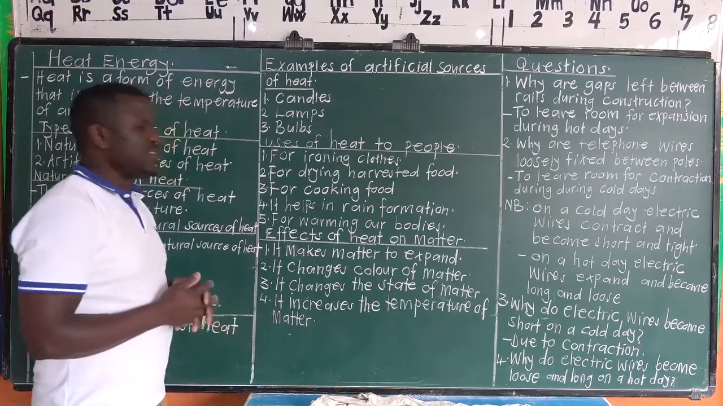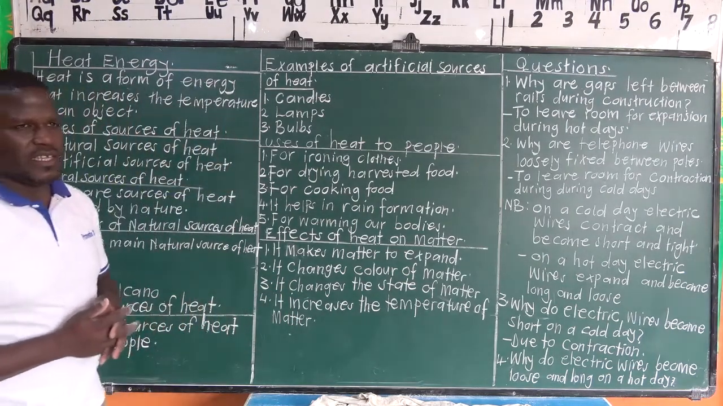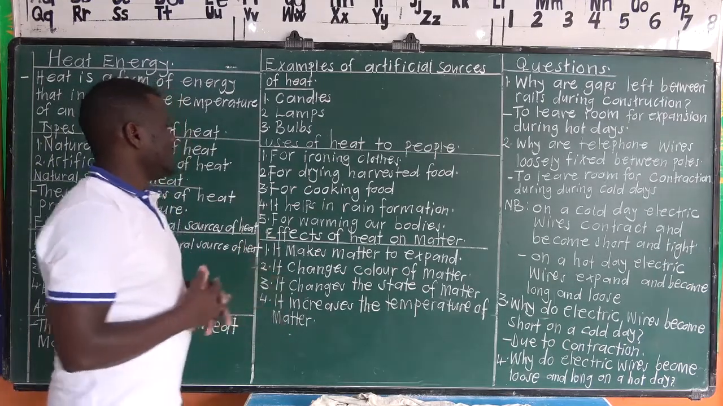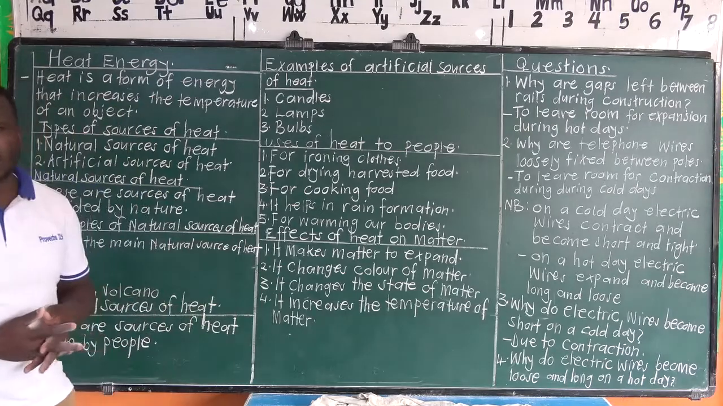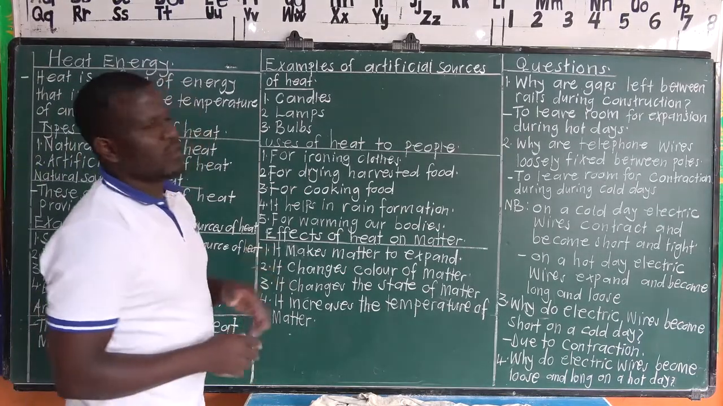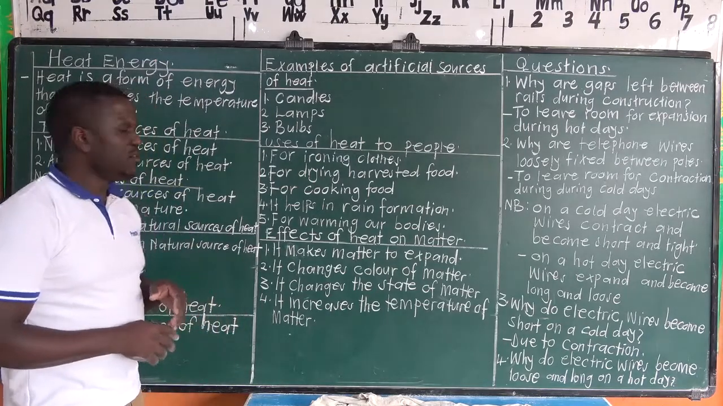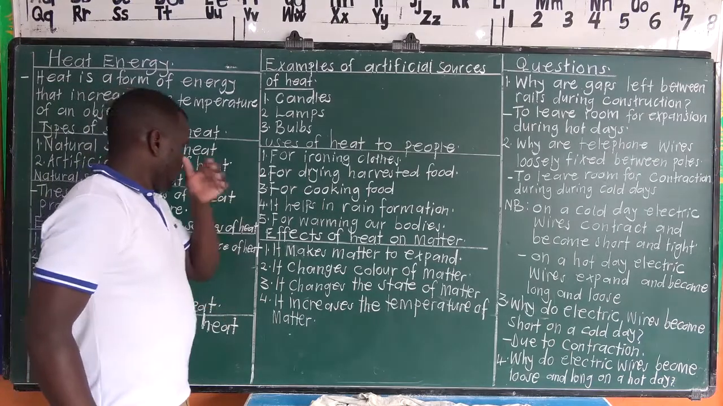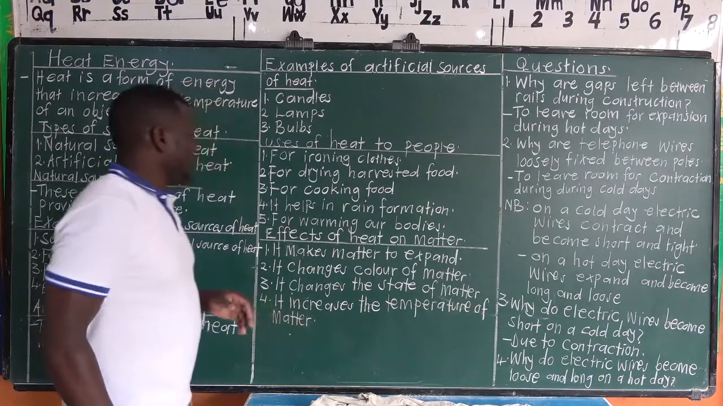It helps in rain formation, especially heat from the sun. It heats the water in the water body, then the water evaporates in form of water vapor. Then that water vapor condenses to form nimbus clouds, and those nimbus clouds melt to form rain. So heat helps in rain formation.